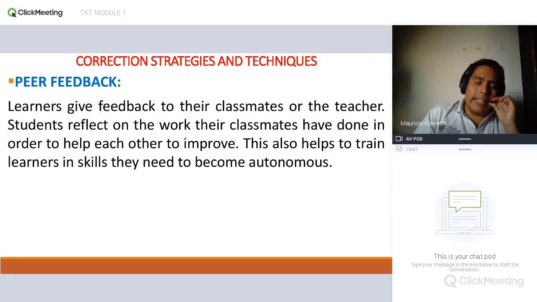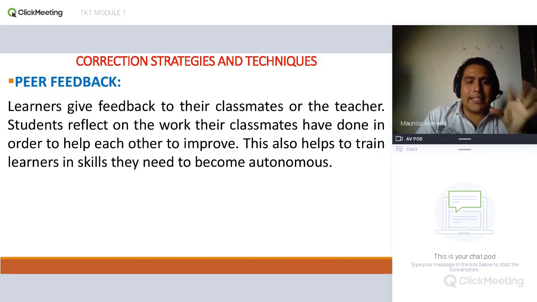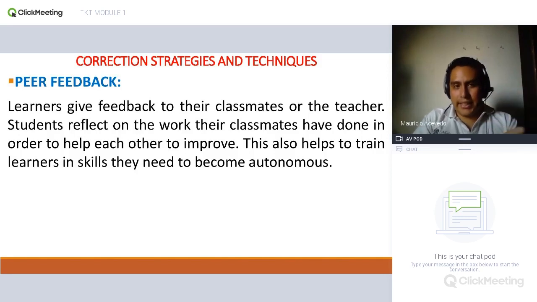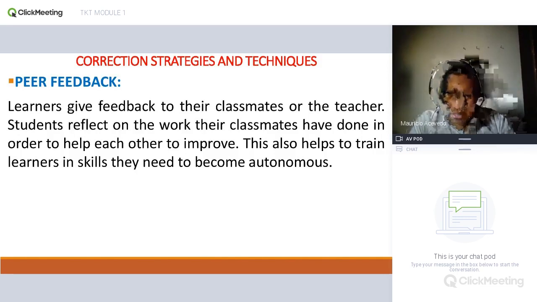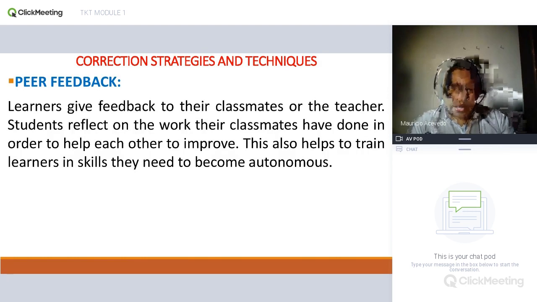So as I was telling you at the beginning, I decided to leave this until the end, which is called peer feedback. Basically, learners give feedback to their class. Students reflect on the work the class may have done in order to help each other to improve. This also helps to train learners in a skill they need to become autonomous.